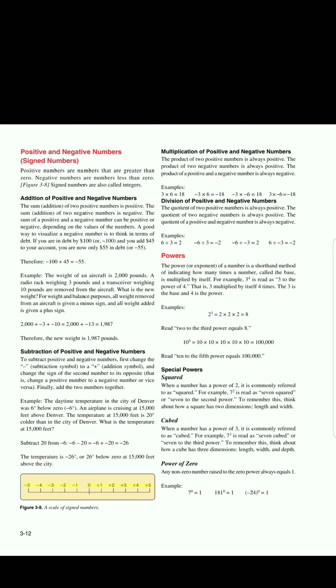Minus 5, 4, 3, 2, 1, plus 1, plus 2, plus 3, plus 4, plus 5.